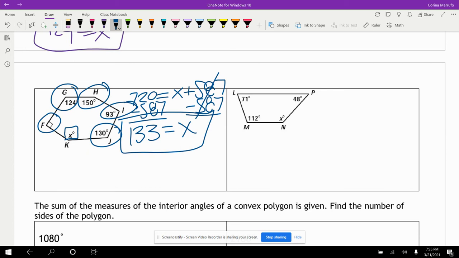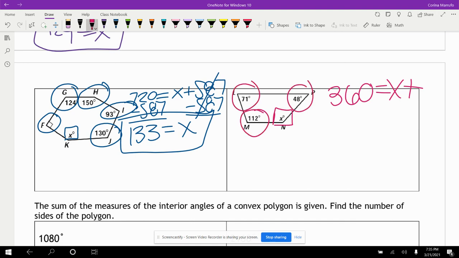This is a four-sided figure. So I know right off the top of my head that a four-sided figure is going to add up to 360 degrees. Okay, this is going to equal x plus, and then the x doesn't have anything to add up to, but we have 112, 71, and 48. So I am going to add those up together, and that gives me 231. Okay, so to solve for x, I'm going to go ahead and subtract this 231.